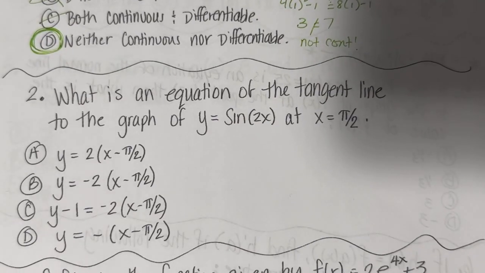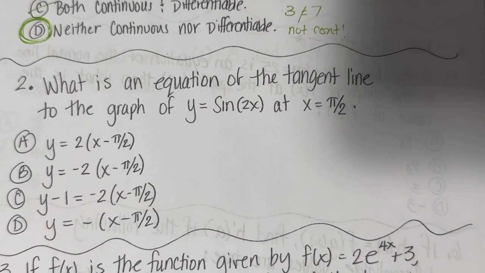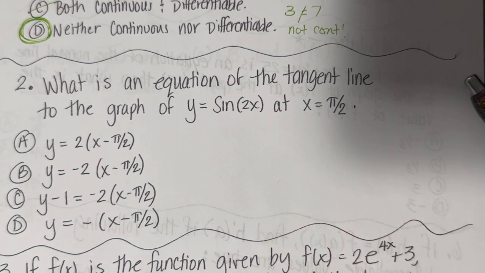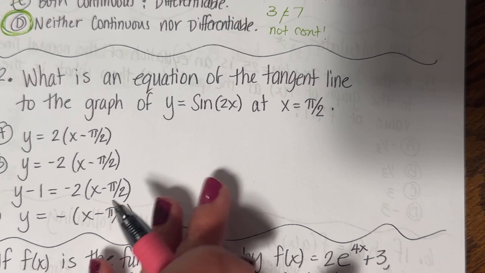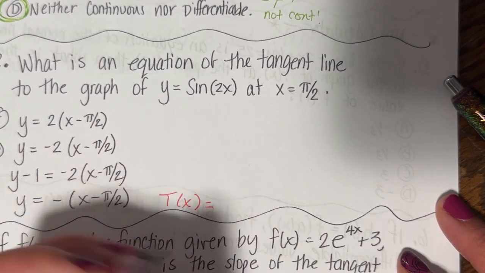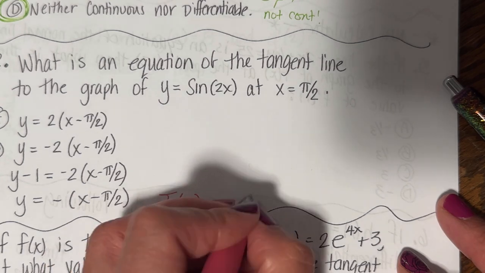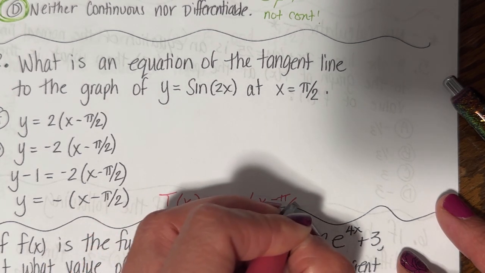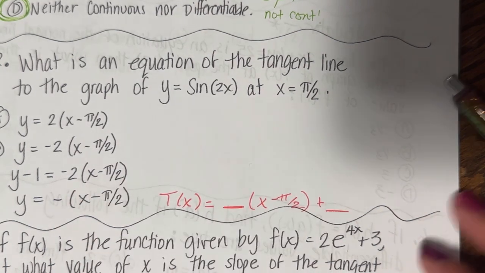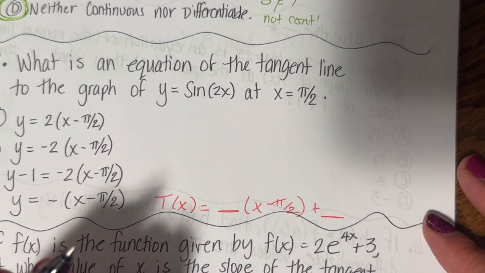Number 2, what is an equation of the tangent line to the graph of y equals the sine of 2x at x equals pi over 2. Anytime you're told to look for the equation of a tangent line, you need to take a derivative. So first of all, we have the x value here. When you write an equation of a tangent line, we usually use t of x. You're going to need your slope times x minus pi over 2 plus you need your y value. We've got the x value, it's pi over 2. We need the y value, so let's find that first.